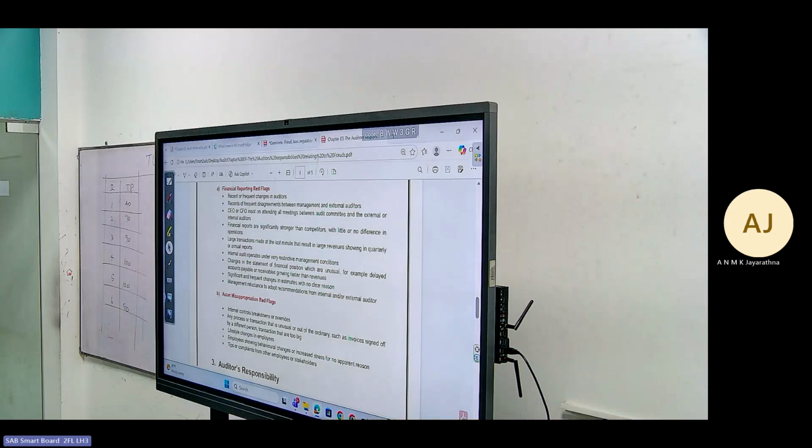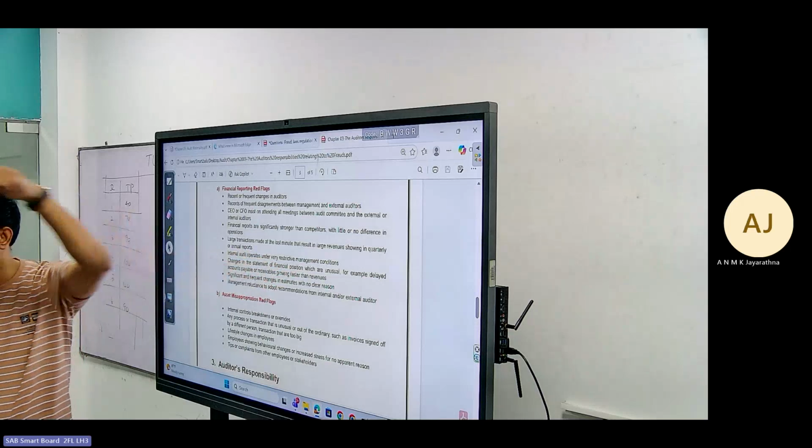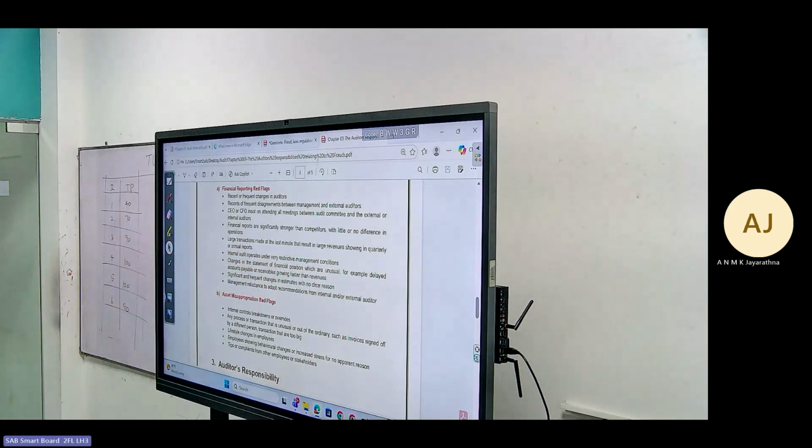Why? The CEO might have done unwanted things. If internal auditors do their work without any restriction, they may identify this problem, the CEO's fraud. If they set the scope independently, they may identify this fraud. Because of that, the CEO is regularly interfering with their scope of work and disturbing their work. If that type of thing is there, then that is also one of the red flags. So here, internal audit operates under very restrictive management conditions. So this is the theory. You can link it with the case.